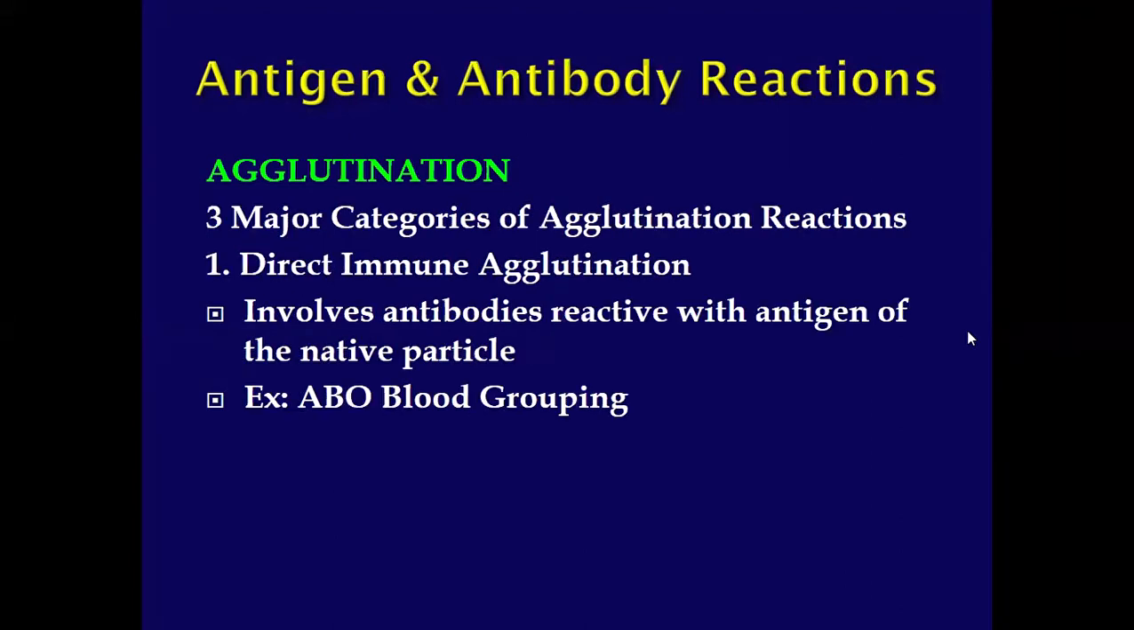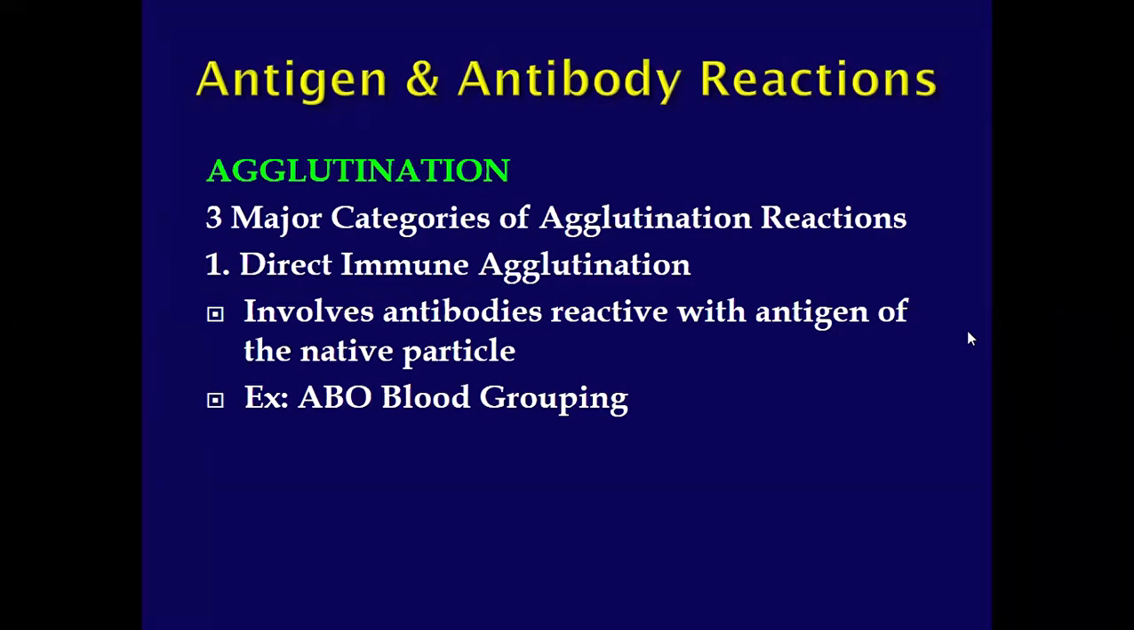Okay, so there are three major categories of agglutination reactions. We have the direct immune agglutination. This involves antibodies reactive with the antigen of the native particle. A typical example of this is your ABO blood grouping. The antigen is found on the surface of your red blood cell.